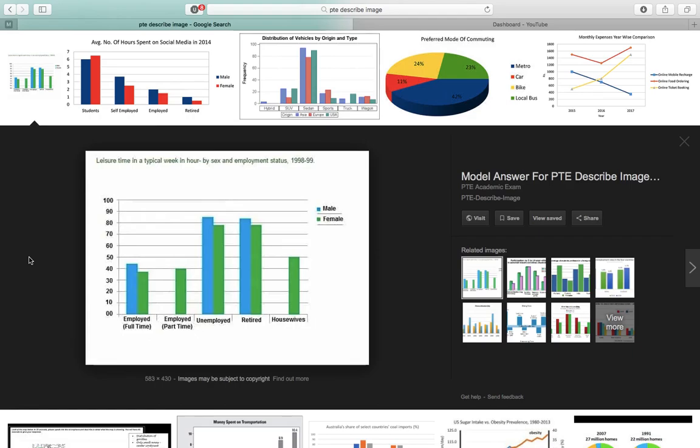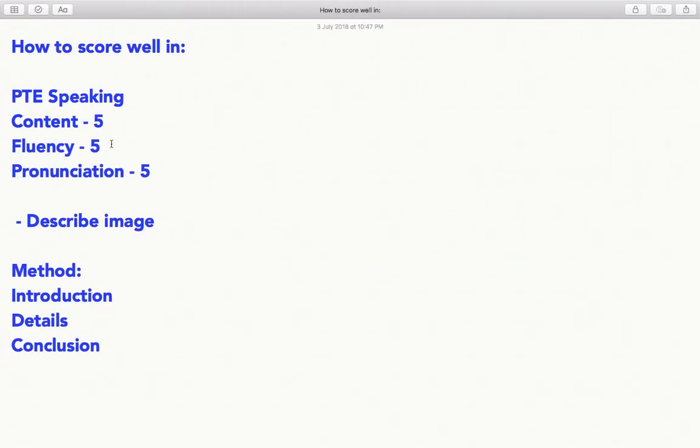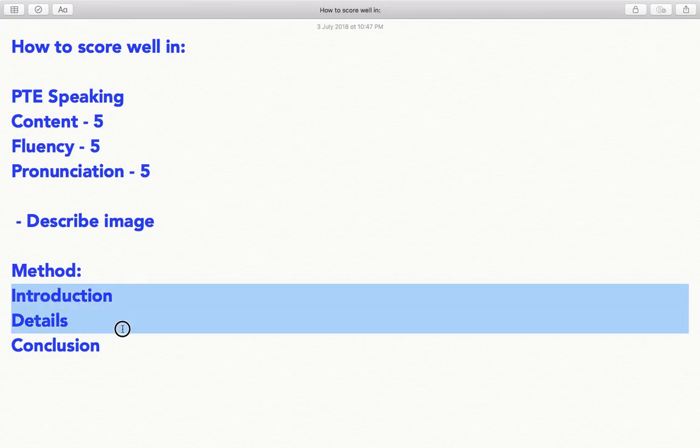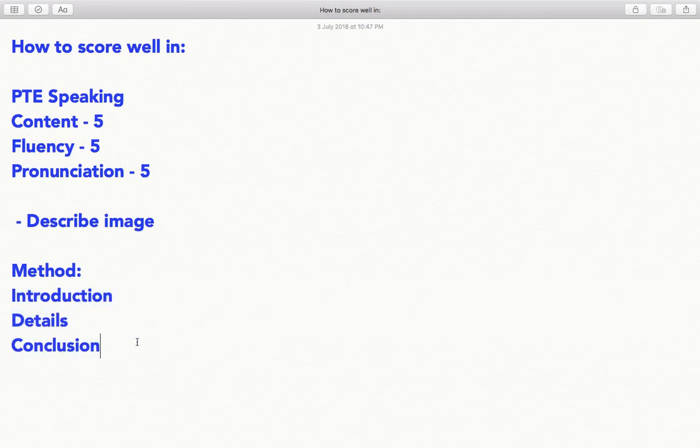To conclude, we can say that unemployed and retired people had the most amount of leisure time, whereas employed full-time people spend the least amount of time relaxing. So guys, three things in mind: introduction, details, and conclusion. In introduction, cover what it is, simply what the image shows. In details, only pick the content that you can elaborate well. And in the conclusion, just give an overall summary of the paragraph. And that's really it.